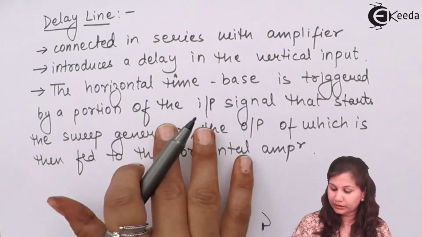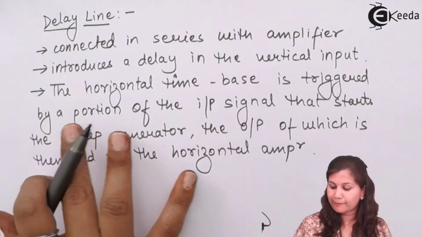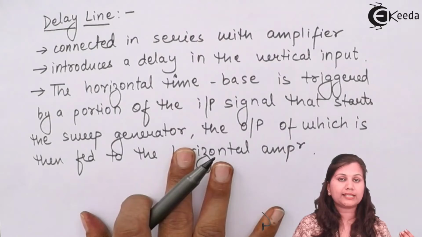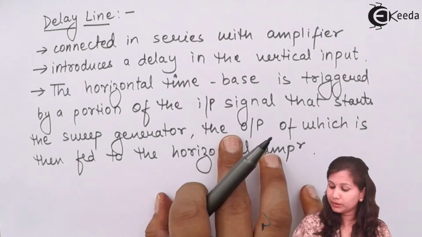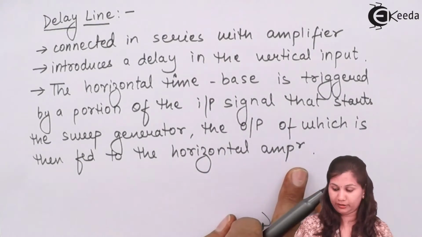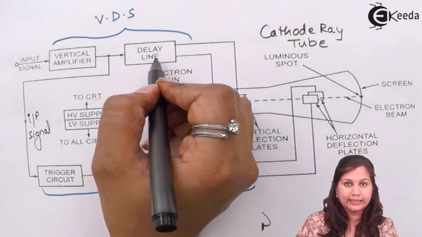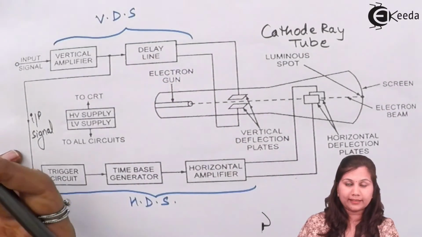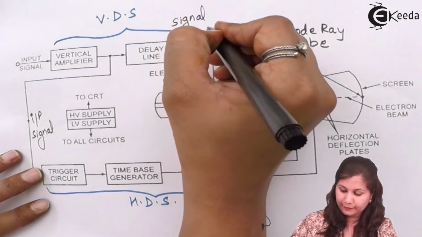So here I have written that the horizontal time base, horizontal input, is triggered by a portion of the input signal that starts the sweep generator, or the sawtooth generator, or the time base generator. The output of this generator is then fed to the horizontal amplifier. Now here this input signal is also applied to the delay line. So this delay line is going to produce the delay in the signal. So we can say here that the signal processing is done.